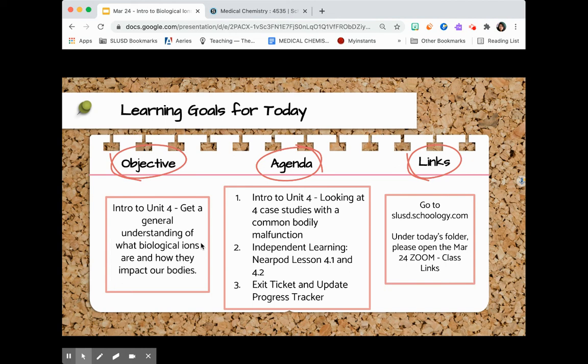So today we're starting Unit 4, learning about what biological ions are. So first thing that we did was classwork intro to Unit 4, looking at 4 case studies of what these things called biological ions are. And then we did our notes on these 2 lessons.